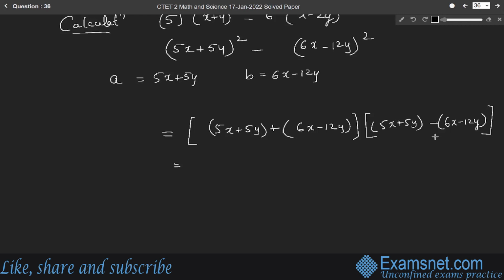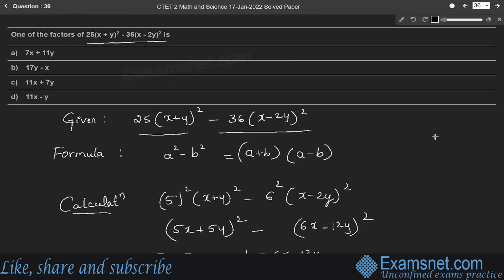Simplify it. So 5x plus 6x, 11x, minus 7y, into, so 5x minus 6x is minus x. So minus of minus plus 12y plus 5y, which is plus 17y. So your factors are (11x minus 7y) and (minus x plus 17y). Therefore, one of the factors of the given expression is minus x plus 17y. Option B is the right answer.